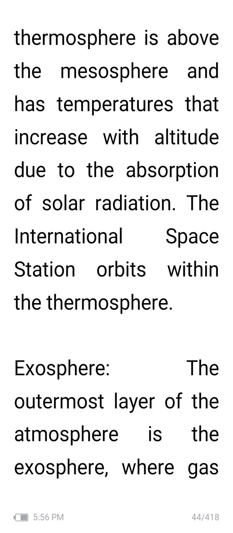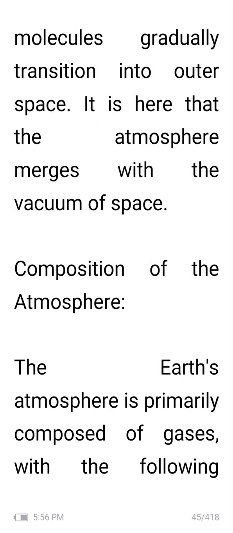Then thermosphere. The thermosphere is above the mesosphere and has temperatures that increase with altitude due to the absorption of solar radiation. The International Space Station orbits within the thermosphere. Remember that. And exosphere, the outermost layer of the atmosphere, is the exosphere where gas molecules gradually transition into outer space. This is where the atmosphere merges with the vacuum of space.